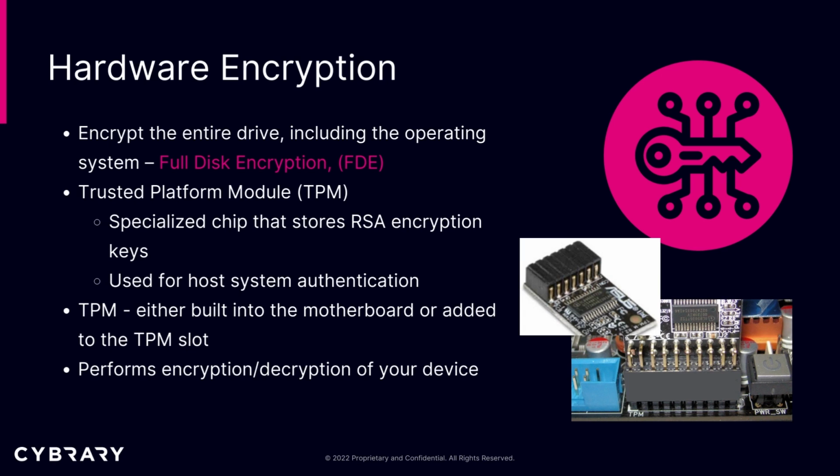Hardware encryption. Hardware encryption is something else that you would have in your systems. You can encrypt the entire hard drive by using full disk encryption. Now, this is done in the operating system, but there are also systems to encrypt and protect your system in the BIOS or UEFI. The Trusted Platform Module, or the TPM, is a specialized chip that stores RSA encryption keys, and it's used for host system authentication. The TPM can either be built into the motherboard or added to the TPM slot, as you'll see in the image here. And it performs encryption and decryption of your device.